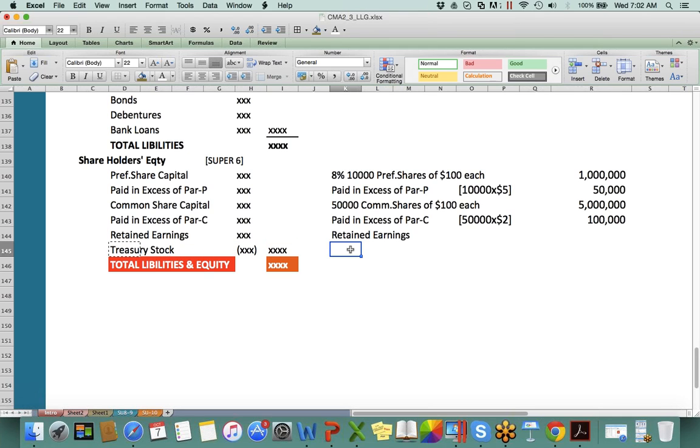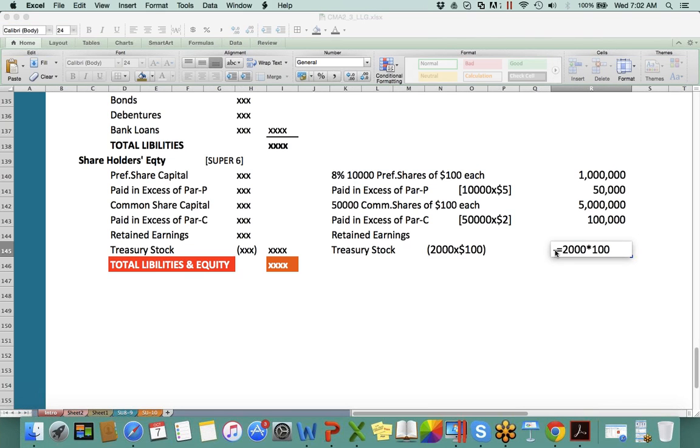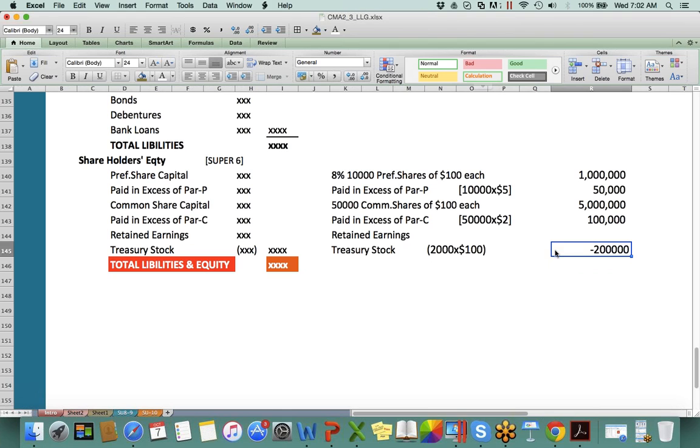2,000 shares. You are buying it back, 2,000 at the rate of $100 each. And this amount, 2,000 times $100, should be shown in minus value because it is the amount which you purchased back. Always it should be deducted. Why? Because this 50,000 shares you are showing fully. In fact, you have only 48,000 shares outside.